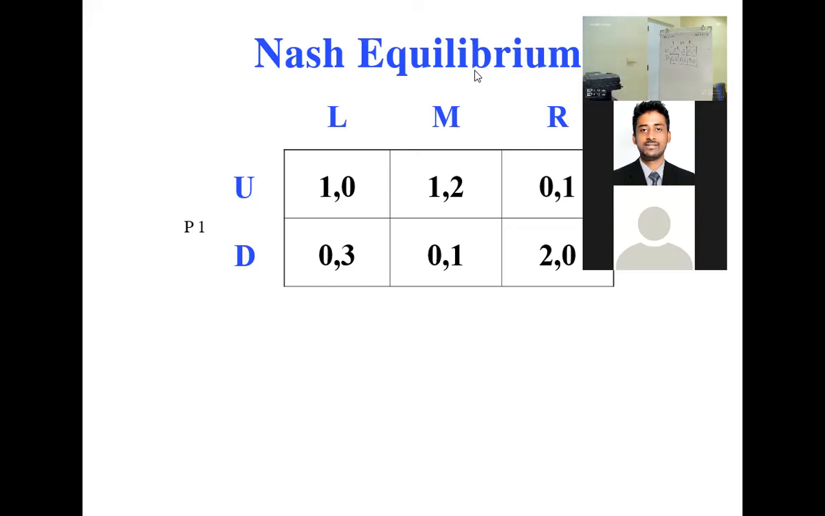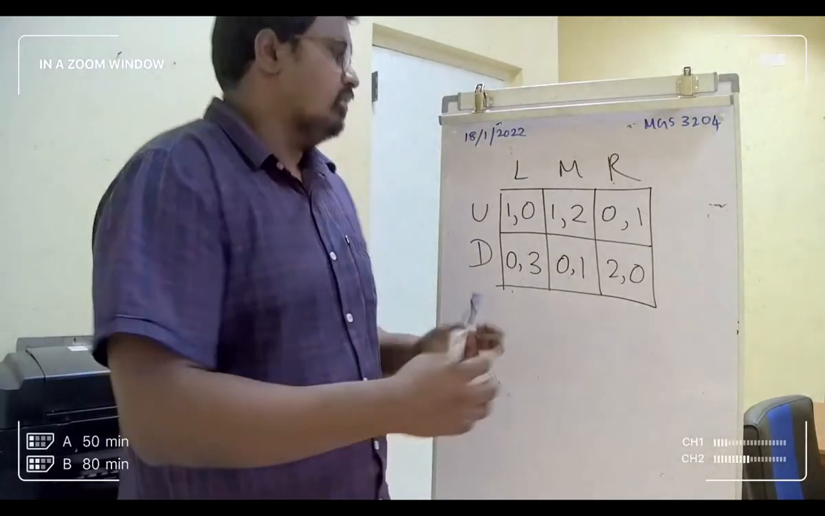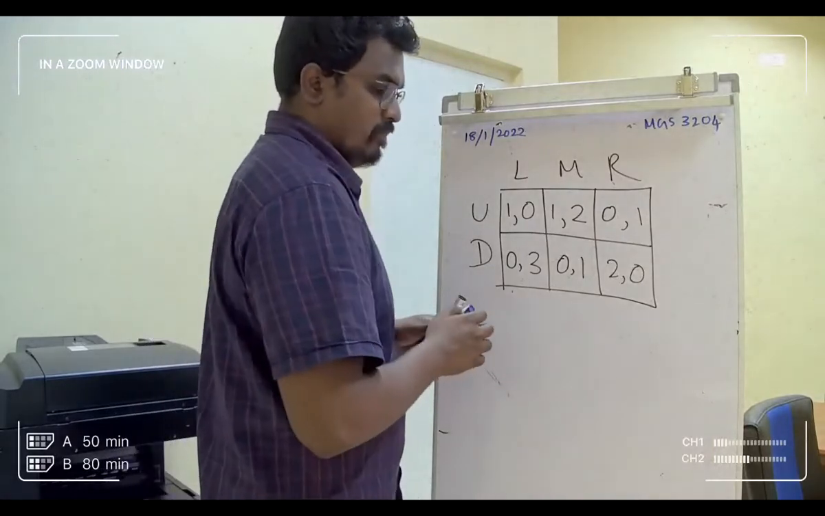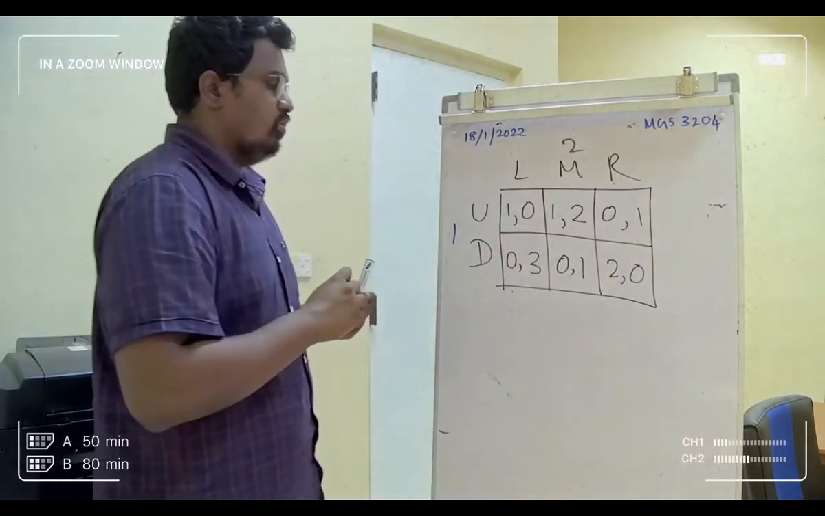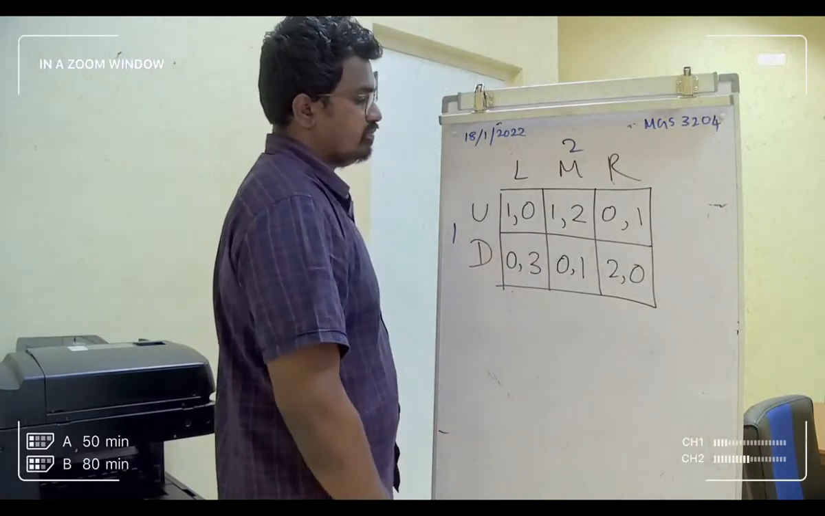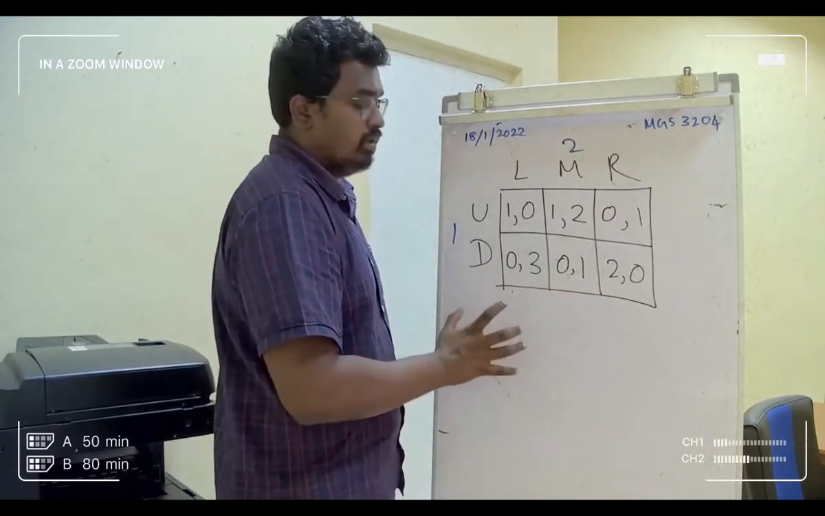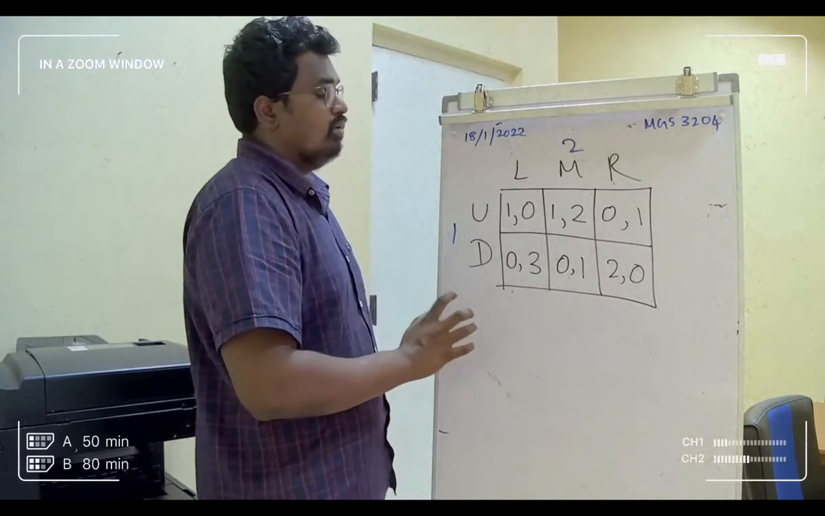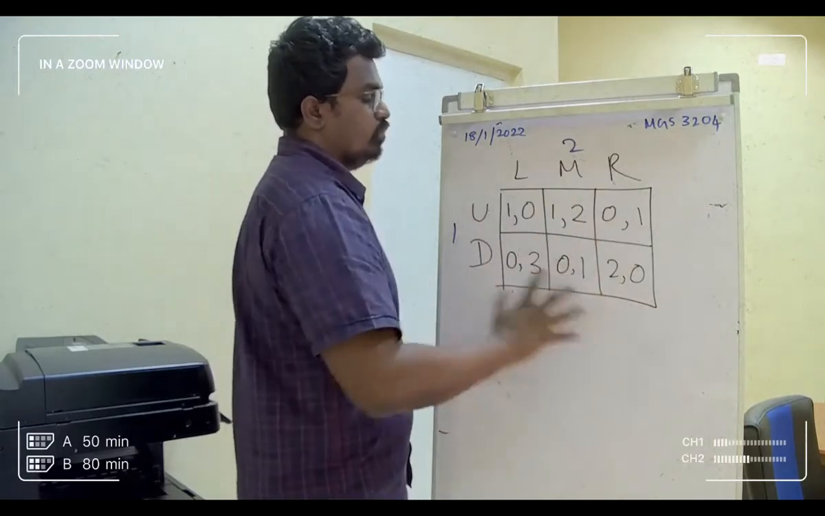So let me enlarge the board for you. Now this is the matrix. First we go with player 1, and later we'll arrive at player 2. What are the best strategies for player 1? This is a static game with complete information. We have a matrix that represents the static game, and all the information is available, I mean the payoffs and all.